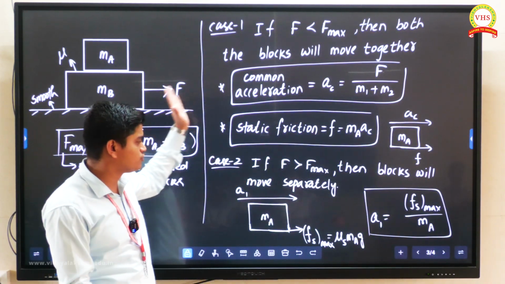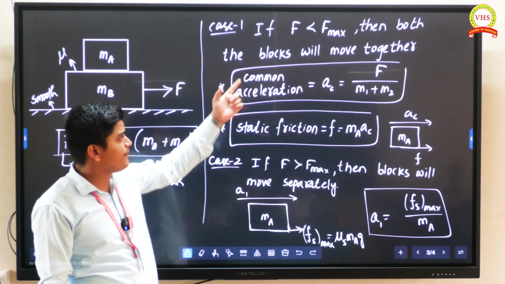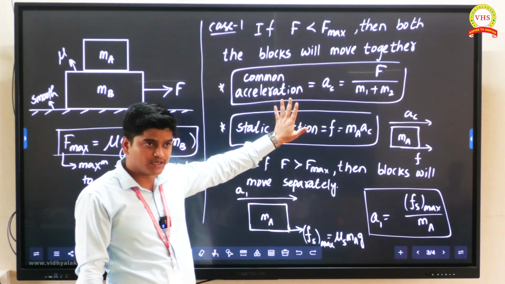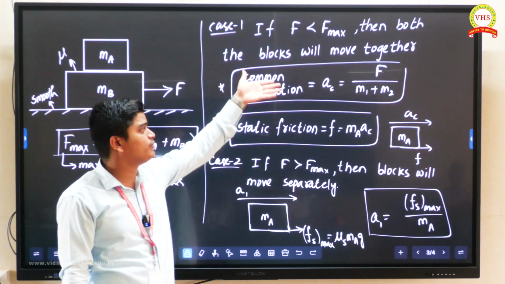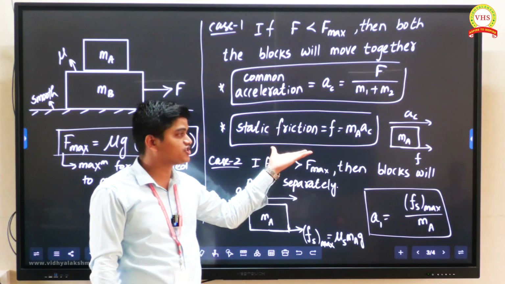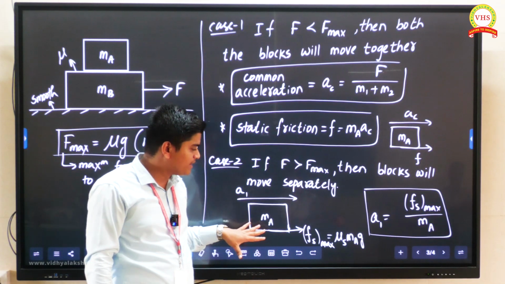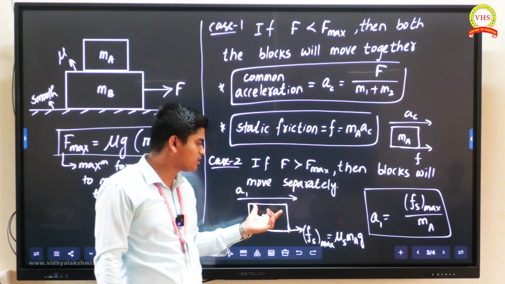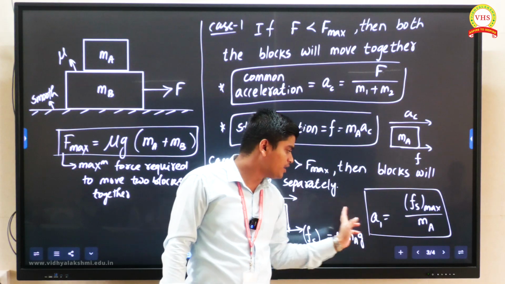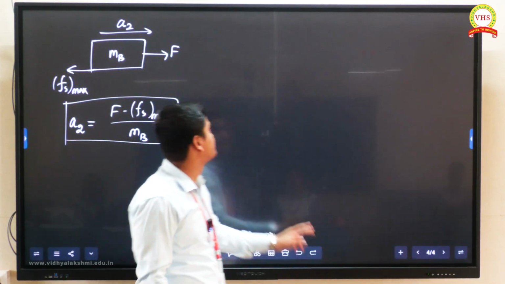So this is what we understood already. If F is less than F max, objects will move together. If they move together, what will be the common acceleration and what is the static friction? And if they move separately, then what is the acceleration of each block? Now A1, A2 you have to find with the free body diagram in this formula.